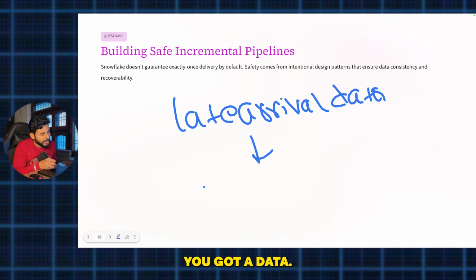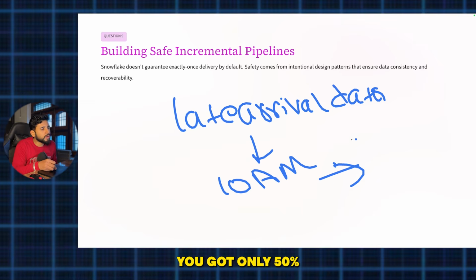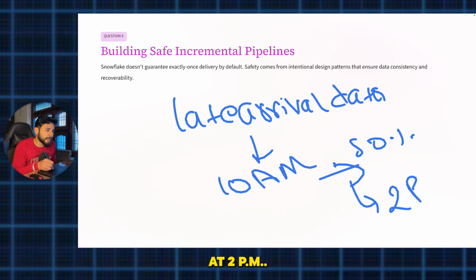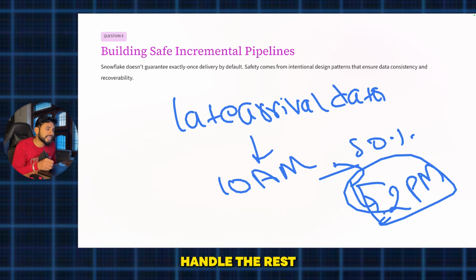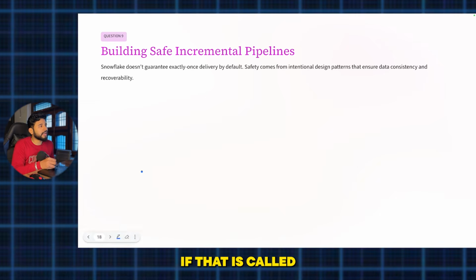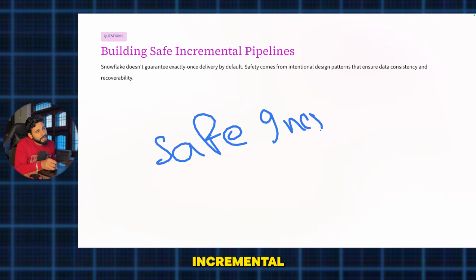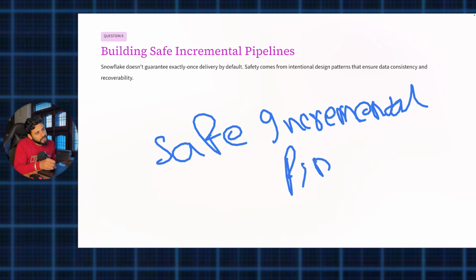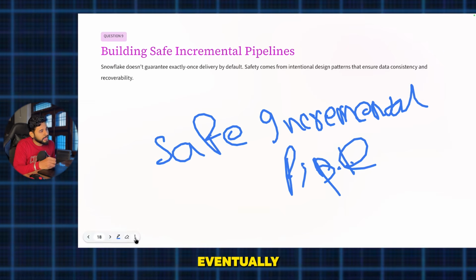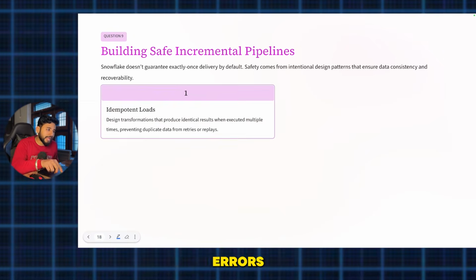Suppose you get data every day at 10 a.m. But today you got only 50% of the data at 10 a.m. and the rest you are getting at 2 p.m. So how will you handle the remaining 50% of the data if there is late arrival? That is called a safe incremental pipeline. Incremental pipelines you have to set up. If you don't set up, eventually your data will grow and out of memory errors can come in.